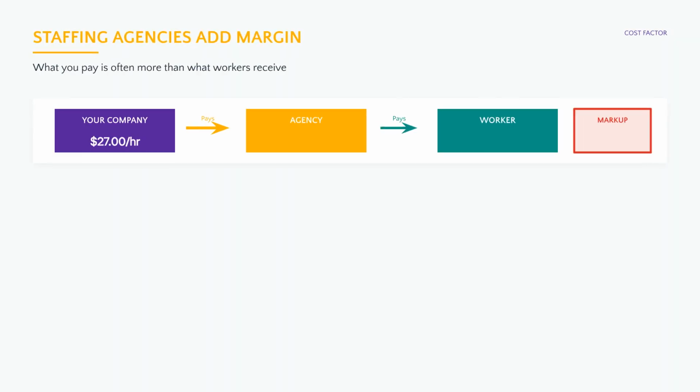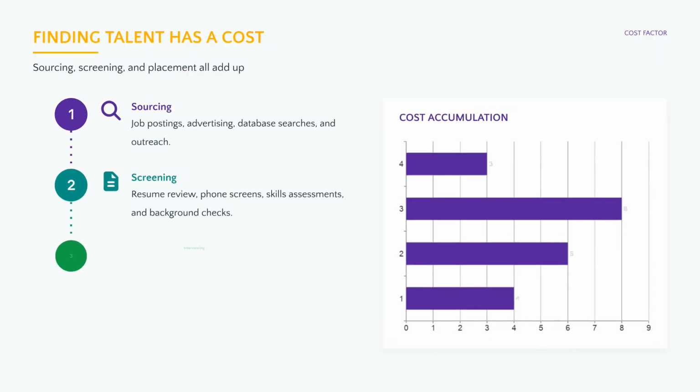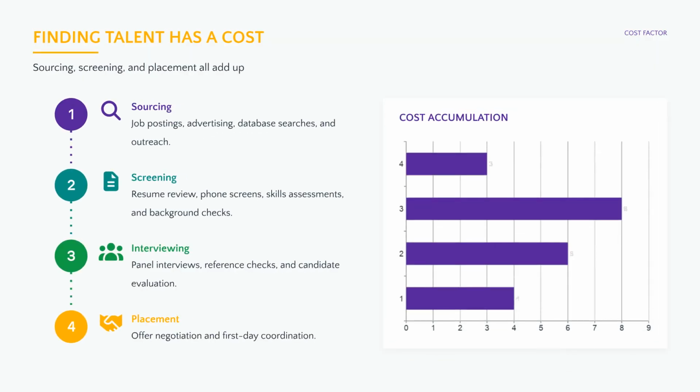Staffing agencies add a significant margin, typically ranging from 25% to 75%. This markup covers recruiting, payroll processing, benefits administration, compliance, and insurance. The process of finding talent involves several costly steps: sourcing, screening, interviewing, and placement. These steps accumulate expenses before a worker even starts.